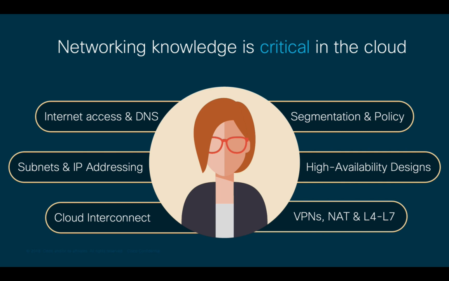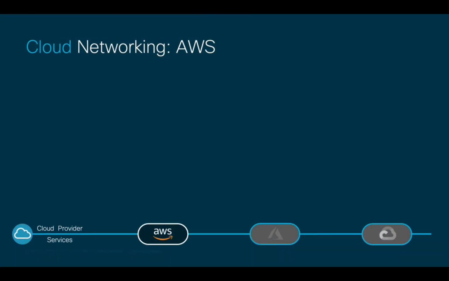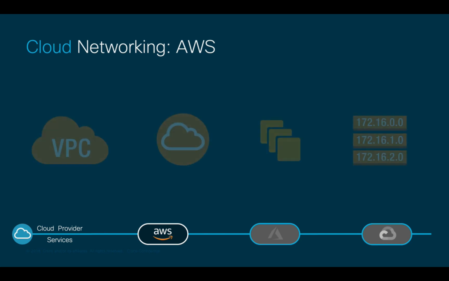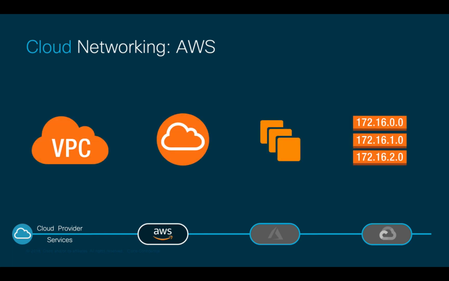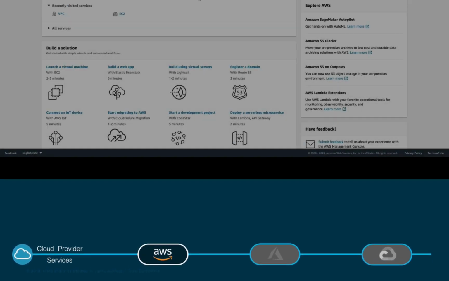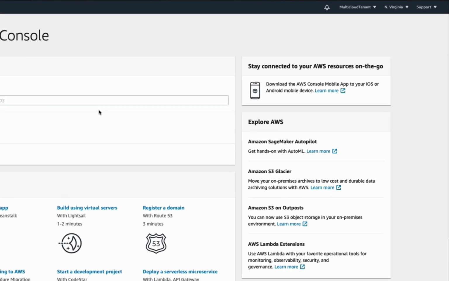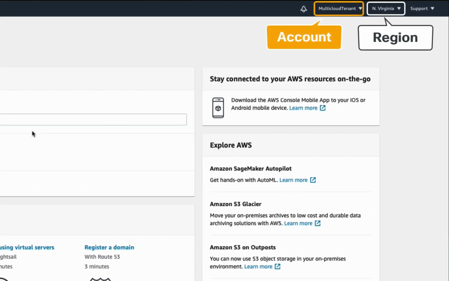Before jumping into Cloud ACI and its benefits, let's take a deeper look into how cloud networking works without using ACI, using AWS networking services as example. Let's log into the AWS console. As you can see, we're currently working in the US East region.